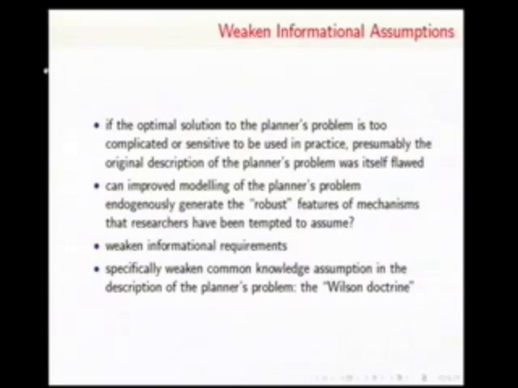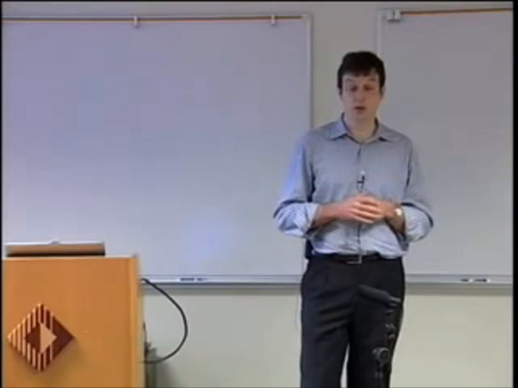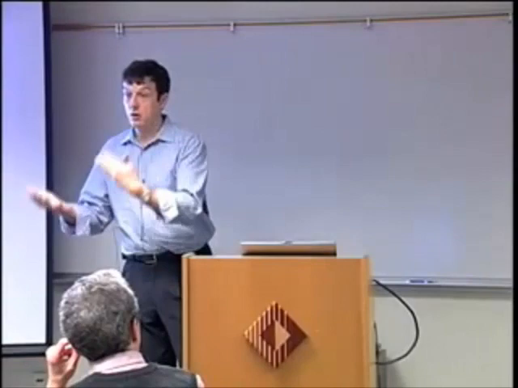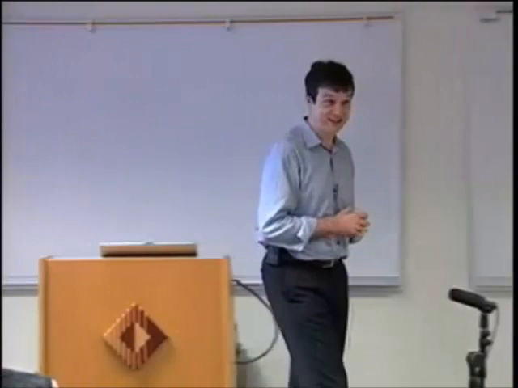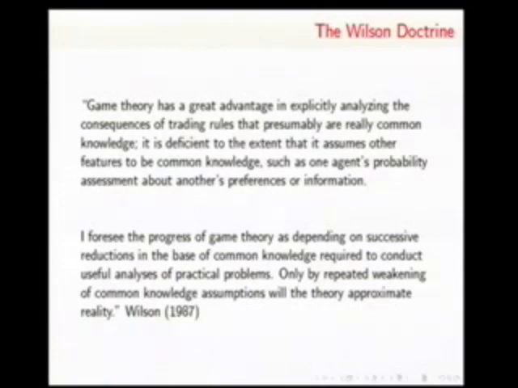Okay. And in this talk and in this approach, we essentially want to weaken the informational requirements, and in particular we want to weaken the assumption that the planner shares a lot of common knowledge with the agents. And that idea that one wants to weaken the informational assumption, in particular the assumption of shared common knowledge, has been encapsulated in what has been called, I think Eric dubbed it, the Wilson doctrine, by Bob Wilson, which is encapsulated in a very nice quote, which I took from his presidential address, I guess, two decades ago.